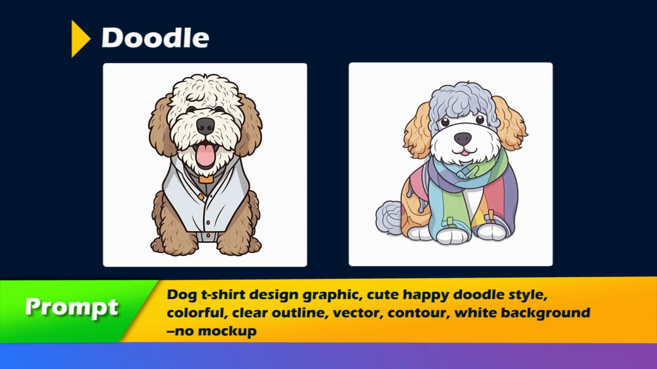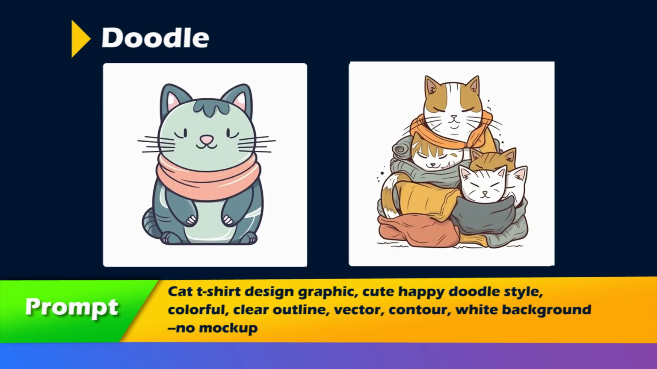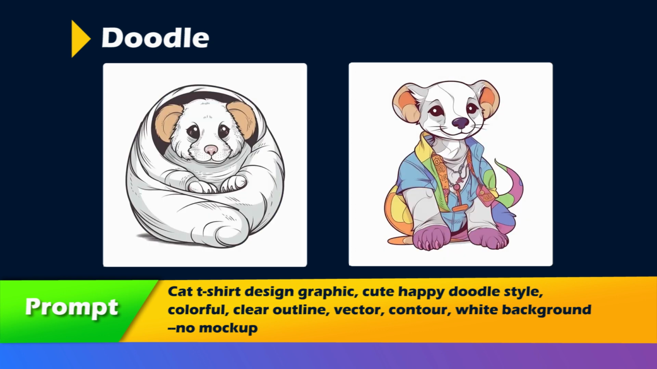The fourth prompt style will give you a doodle themed t-shirt design style. Doodling is known as the art of subconscious mind. And the cool thing is, it doesn't need to be perfect. And that's why it's very popular among the teenagers and even adults.